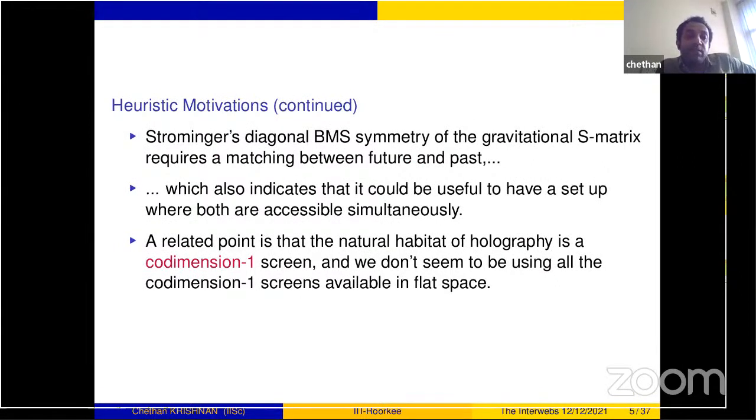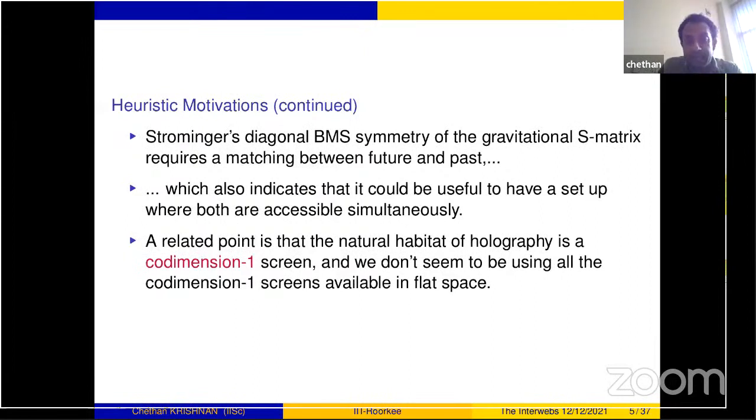Another reason why this may be of some interest is that Strominger's diagonal BMS symmetry that he has identified for this gravitational S matrix requires a matching between the future and past, and it crucially involves both. It is not just the future that you need. So what he does is he works with the future Bondi gauge and the past Bondi gauge, and then he tries to match them in some way. What we will do instead is to try and have a gauge where both these things are simultaneously present, and we'll see whether it has some utility or not.